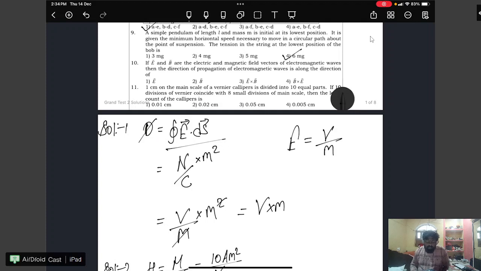Now, if E vector and B vector are the electric and magnetic field vectors of electromagnetic waves, then the direction of propagation of electromagnetic wave is third option, E vector cross B vector, which we have learned multiple times. Okay.